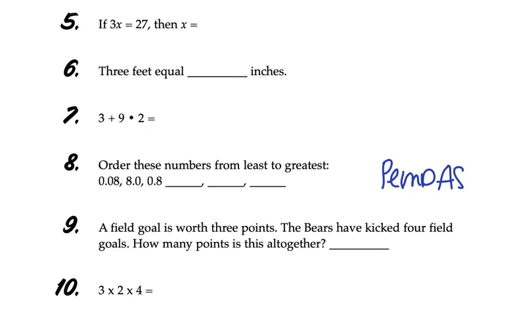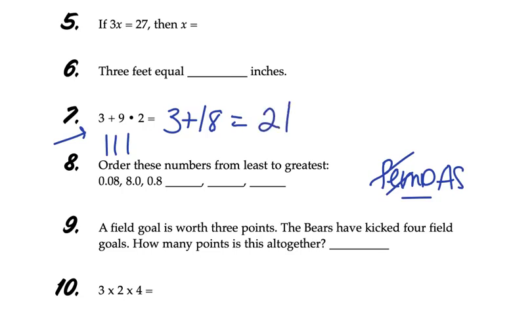Okay, do we have any parentheses in number 7? No, we do not. Do we have any exponents? No. We do have some multiplication and division. We have multiplication, so let's do that first. So this becomes 3 plus 18. And so the last thing we need to do is just add 3 plus 18. 18, 19, 20, 21. So 18 plus 3 is 21.